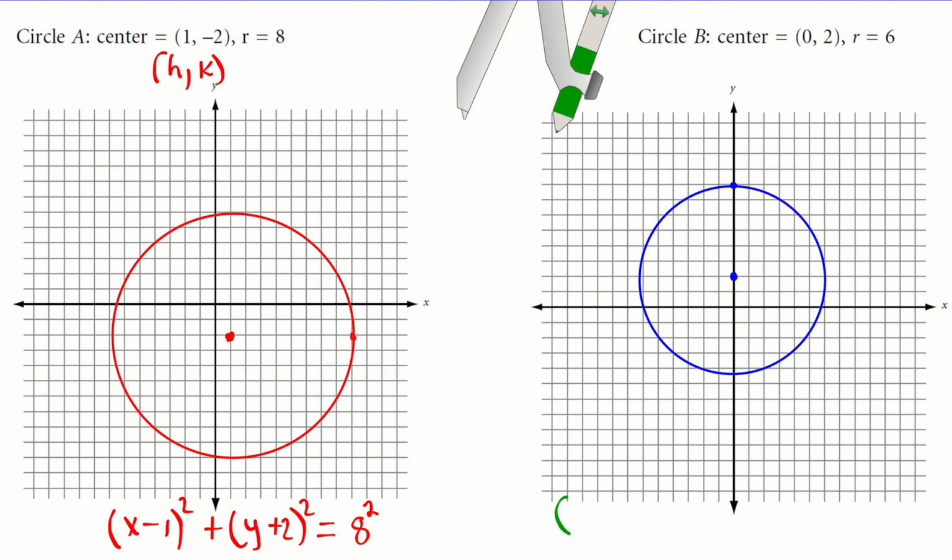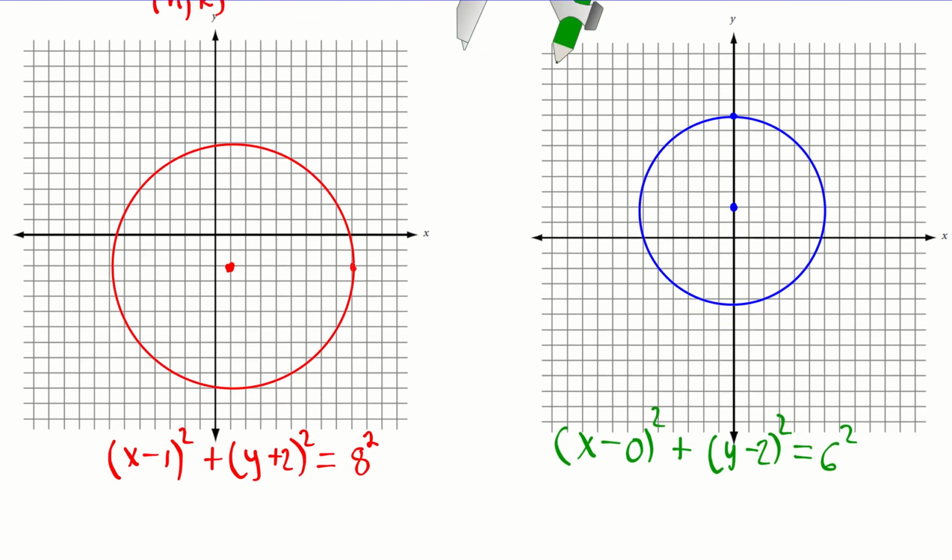Our equation is x minus the x coordinate h, which is 0, quantity squared, plus y minus 2, that quantity squared, is equal to 6 squared. Now you may be inclined to leave it like this, but we can clean that up a little bit. We can get rid of that 0. So this ends up being x squared plus the quantity y minus 2 squared is equal to 6 squared. So that's the equation of this circle.